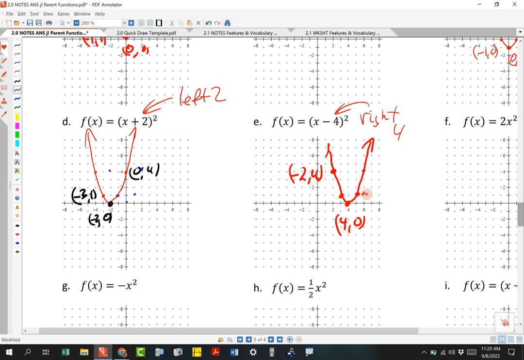And then this one right here would be 5, 1, because from the vertex, I went to the right 1 unit, and I went up 1. So right 1 from 4 would be 5, up 1 from 0 would be 1. Everybody okay with that? Would it be positive 2? It would be positive 2.